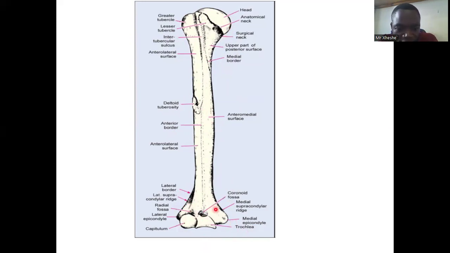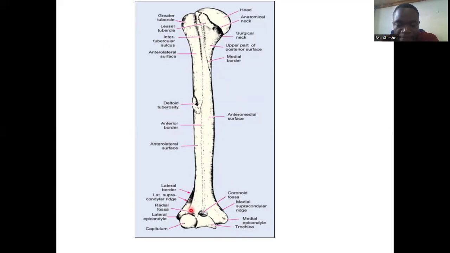Number one, you see these small depressions. They are facing anterior, right? Okay, so one faces lateral. This is lateral, remember? In line with the greater tubercle, in line with the deltoid tuberosity, in line with the radial fossa.